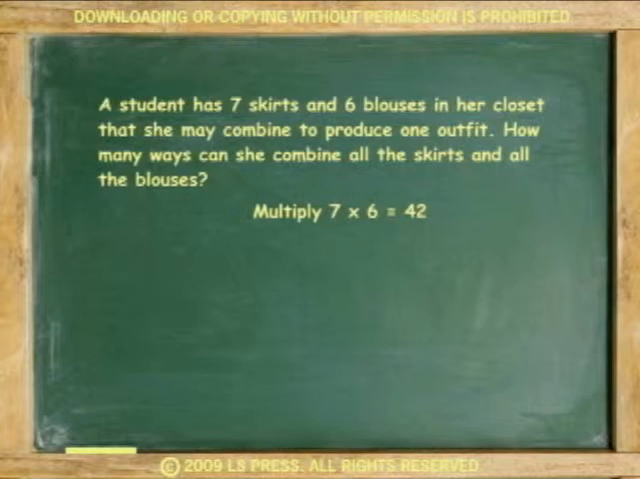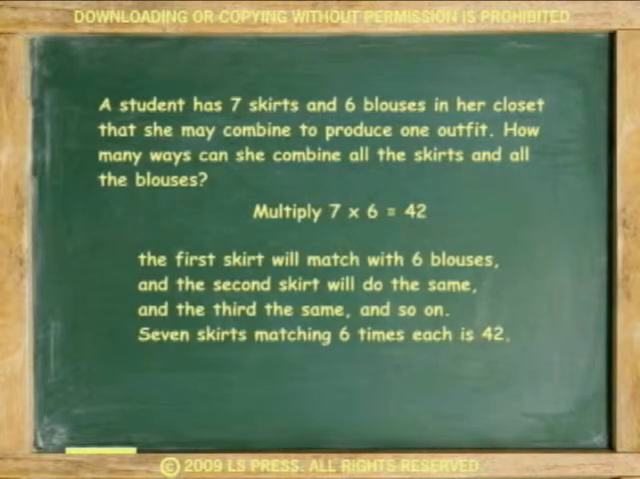In the long answer, consider that the first skirt will match with 6 blouses, and the second skirt will do the same, and the third one the same, and so on. 7 skirts matching 6 times each is 42.